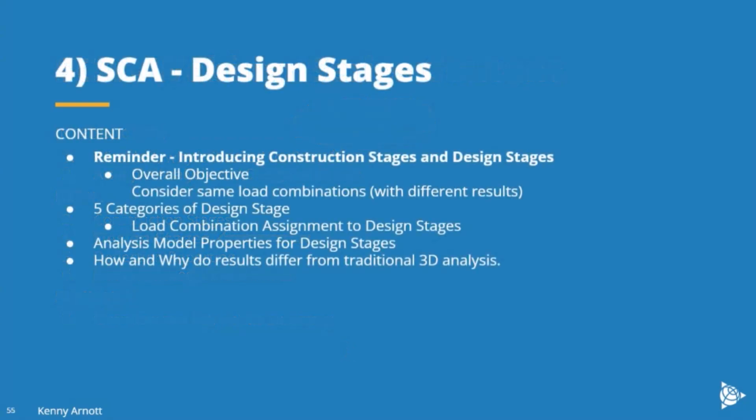So this one is all about the design stages, and I'll break that into 4 main sections. I'll start with a reminder about the distinction between construction and design stages. Then I'll go on to talk about the 5 categories of design stages and how we assign load combinations to each one of these 5 categories. Then I'll talk about the analysis model properties used in each of those design stages, and then finally look at how the results differ from a traditional 3D analysis.